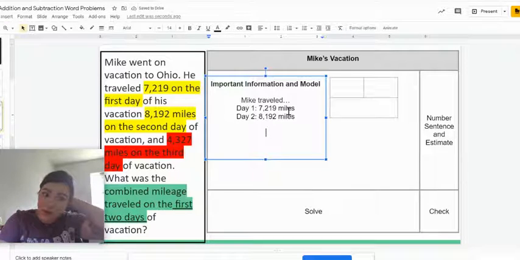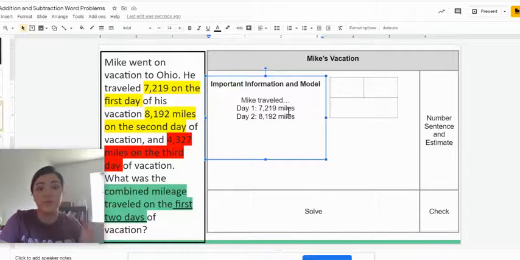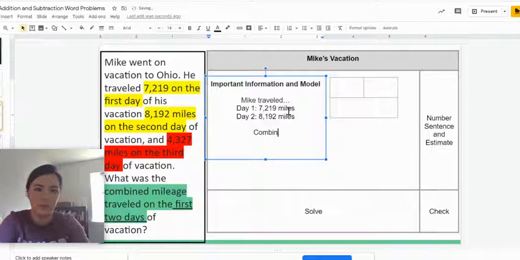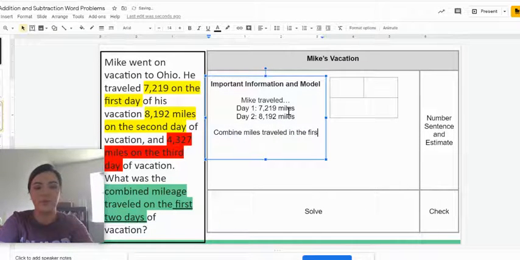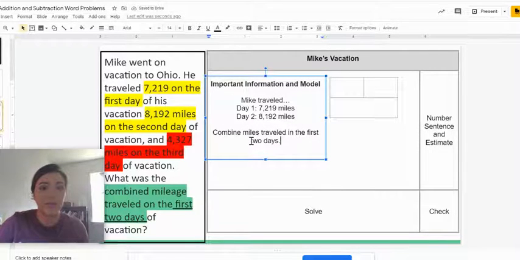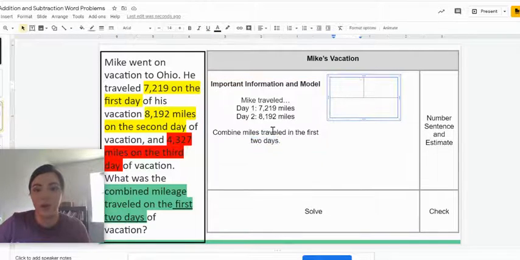Okay, so what was the combined mileage traveled on the first 2 days? So what is the question asking me to find? It's asking me to combine miles traveled in first 2 days. Find miles traveled in the first 2 days. That is very important. I want to make sure that I type that part out, 2 days, because I don't need everything, just the first 2.